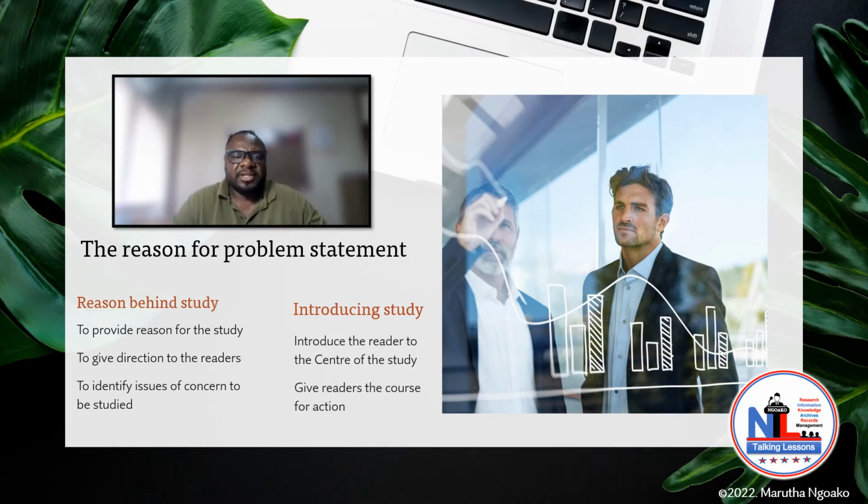And also, introducing the study to the reader. Introduce the readers to the center of the study. Show them what the study is all about, and give readers the cause for action. So the problem statement will best give your audience all these reasons which they need to know in order to flow with your study.